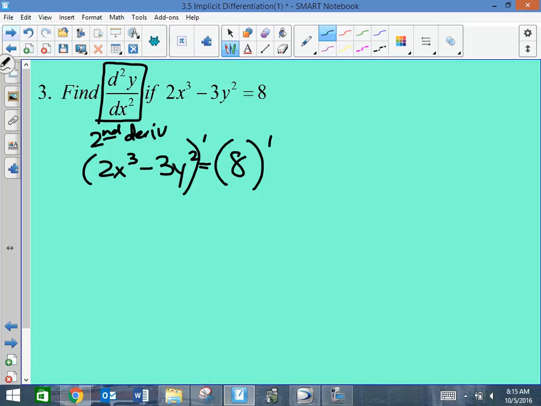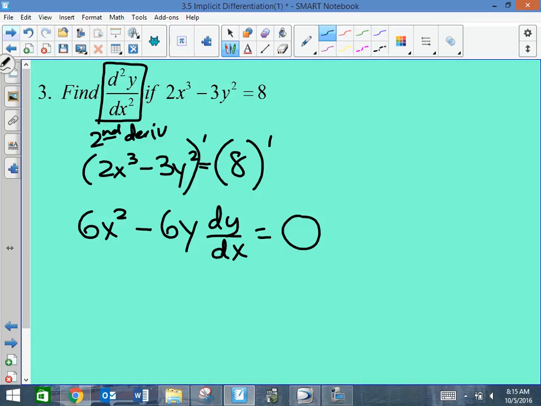All right, Abby, what's the derivative of 2x cubed minus 3y squared? 6x squared minus 6y dy/dx. Nice. Okay. Equals, the derivative of 8 is 0. Okay? She did 3y squared like normal if it was an x, and then just multiplied by dy/dx. That's a chain rule thing.